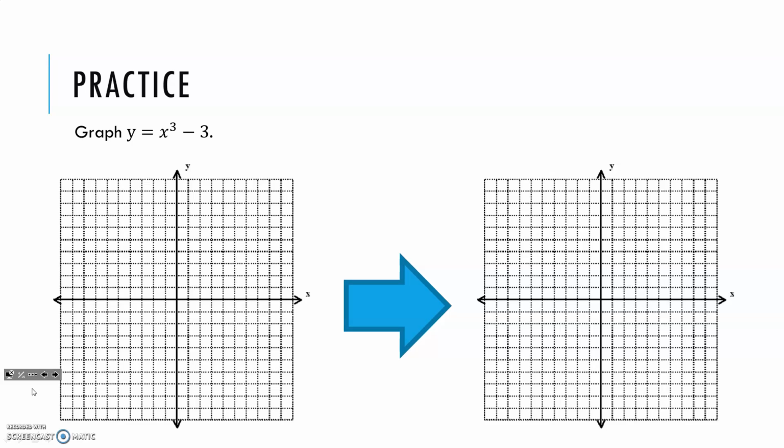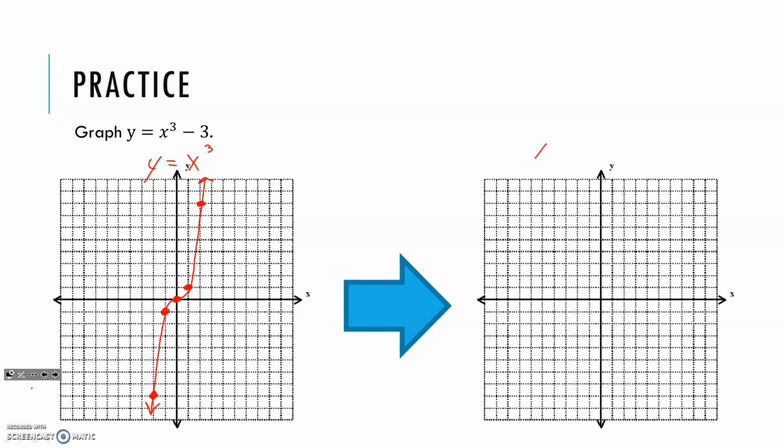Let's go through a couple of these examples. So I have y equals x cubed minus 3. I will start out with my parent function. The parent function is just y equals x cubed. So I've got (0, 0), (1, 1), and (2, 8). And I've got (-1, -1) and (-2, -8). I'm just going to check to make sure. Good. So there is my parent function.